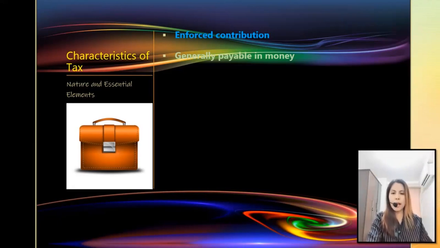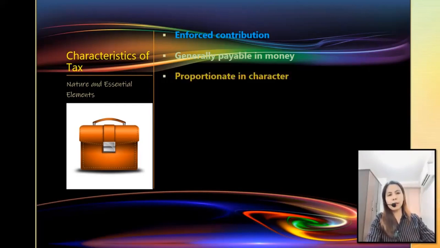But if you are the taxpayer, taxes are generally payable in money. Taxes are proportionate in character because this is based on ability to pay. Later, we will discuss direct and indirect tax, the application of progressive system of taxation vis-a-vis the regressive system of taxation, and we will apply the ability to pay theory or equality.